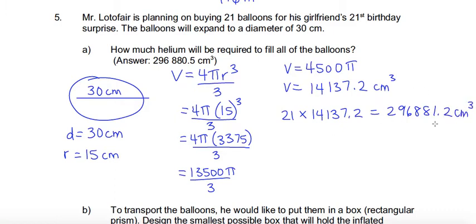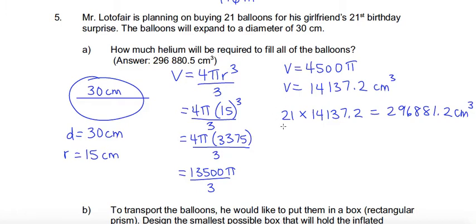So again, you'll notice this answer is slightly different than the one that's given on the sheet. If you use 3.14 instead of the pi button, you would get an answer that would be much closer to the one that's on the sheet. So know that as long as you are close, then that's okay.